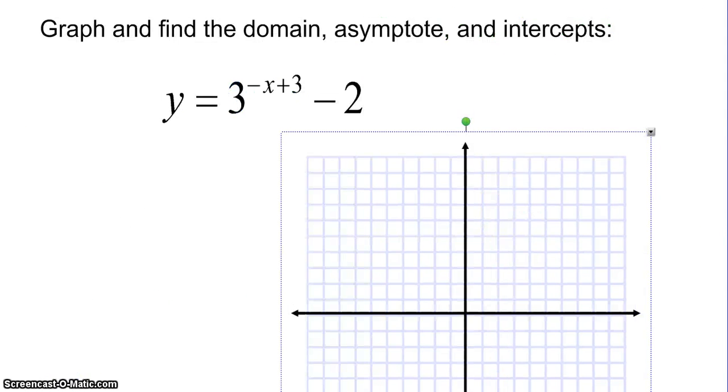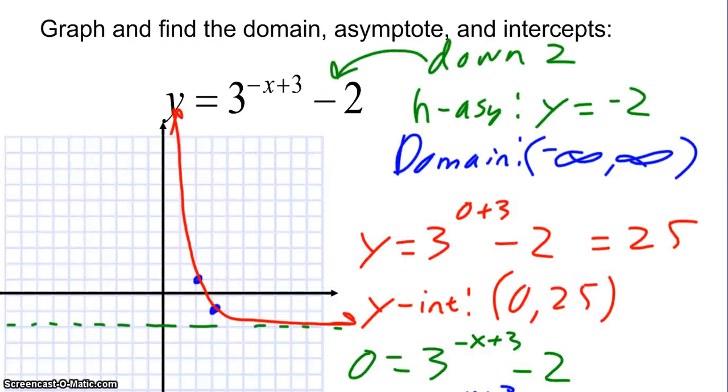Next, find the domain, the asymptote, and the intercepts for y equals 3 to the -x plus 3, and then -2. Pause the video, unpause when you're ready to check your work. Alright, so here the first thing I notice is that I have a vertical shift of down 2, which means my horizontal asymptote, which is normally at y equals 0, is now at y equals -2.